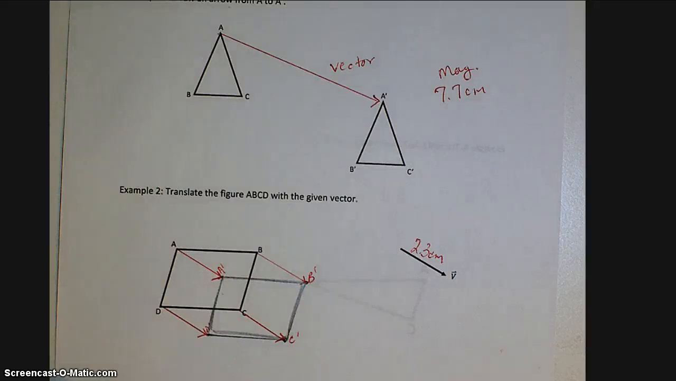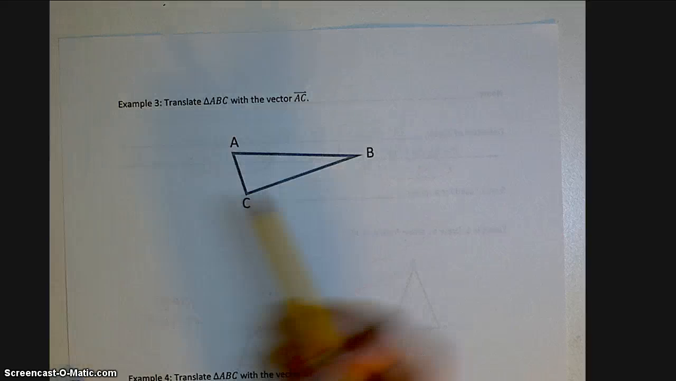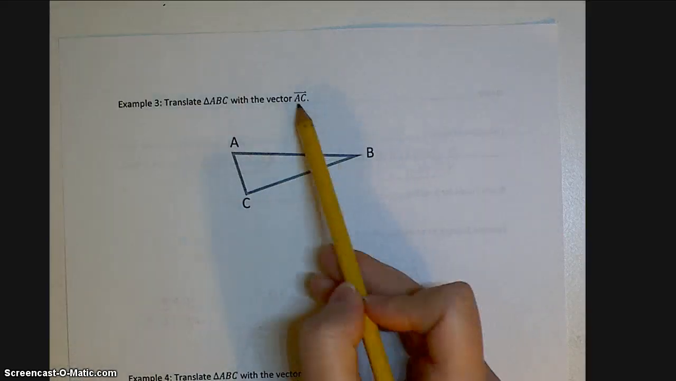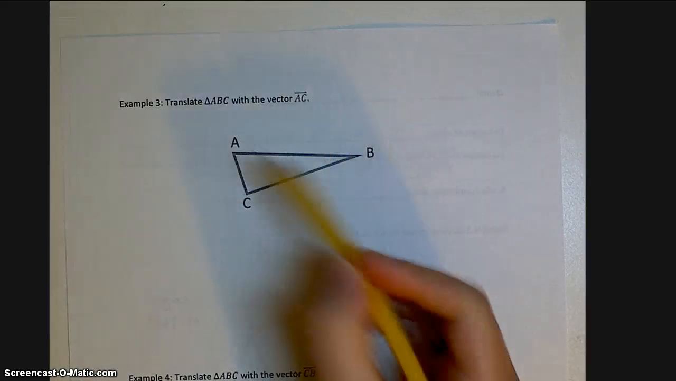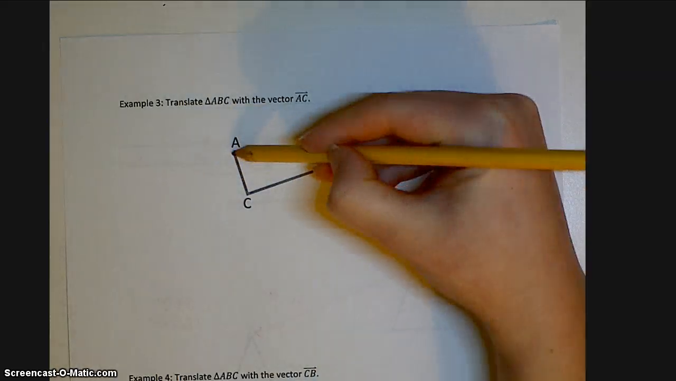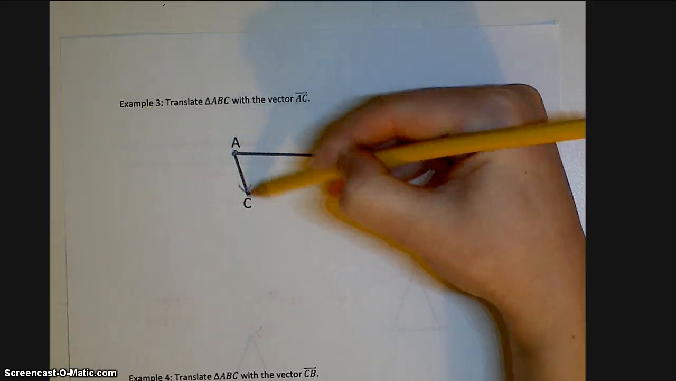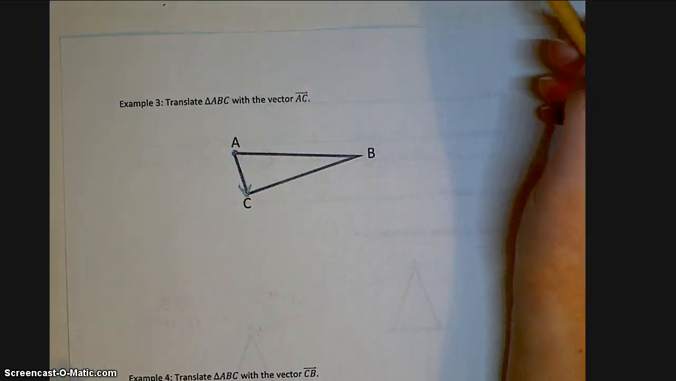Go ahead and flip to the back of your paper, and now we're going to see what happens when you have a vector that's not given to you separately, but it's actually a part of the figure. So my vector right here is AC. That means my vector starts from A and goes in the direction towards C. So this right here, this side, is basically my vector.